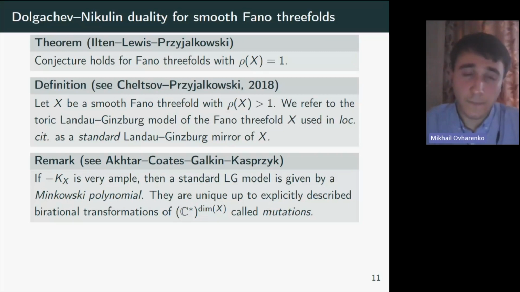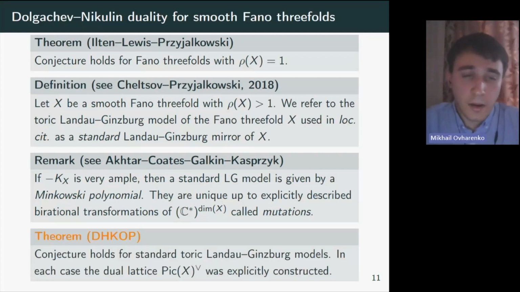So we could choose any other Minkowski Landau-Ginzburg model for X as well. And our first main result is that the conjecture actually holds for standard toric Landau-Ginzburg models. And moreover, in each case of the Mori-Mukai classification, we have explicitly constructed the dual lattice.